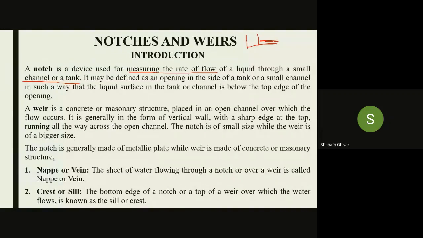There's a difference between a channel and a pipe. A pipe or conduit, or we can say a penstock, these are all like pipelines, through which water or liquid flows. So a notch is used to measure the rate of flow of a liquid flowing through a small channel or a tank.